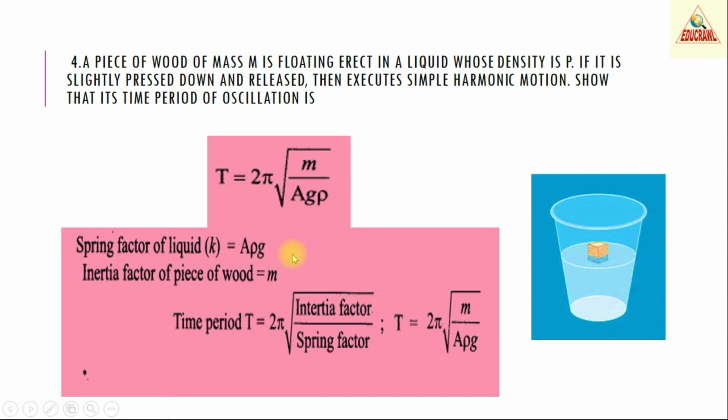This is the formula for spring factor. The inertia factor is given by m. So the expression for time period is T equal to 2 pi into square root of inertia factor divided by spring factor. So substituting the values, we have T equal to 2 pi into square root of m by A rho g.